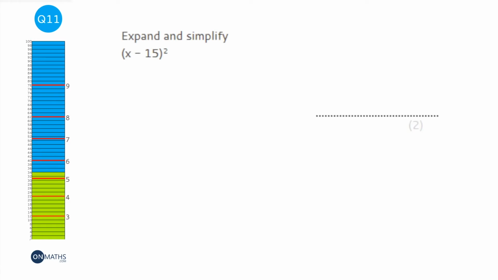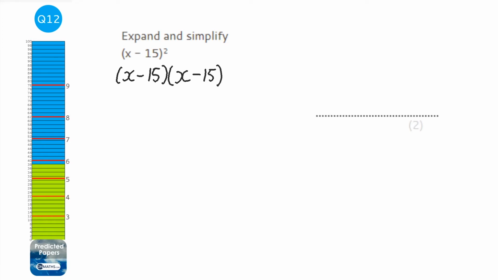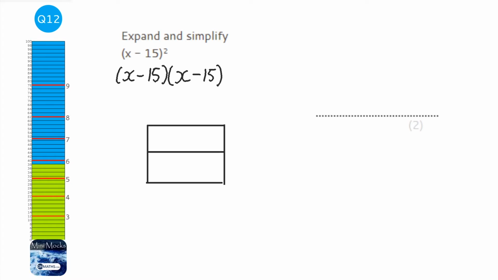Okay, so the first thing to do with this question is to write it out twice. Whenever you square something, you times it by itself, and itself is the bracket x minus 15. And there are multiple ways of doing the next bit. I'm going to use the grid method for this one, and we put the first bracket at the top, so x minus 15, and the other bracket down the side, which is just x minus 15 as well.